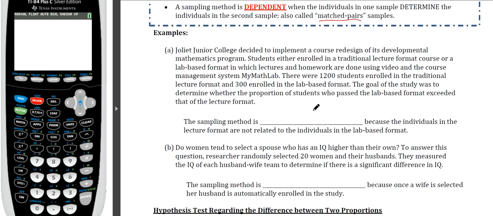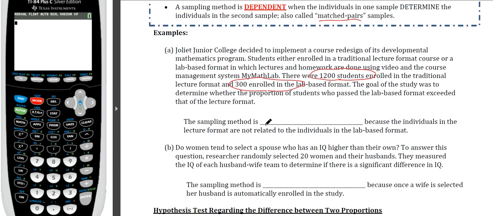So what we're doing is we gathered two groups, one traditional, one lab-based, and we're seeing if there's a difference in the overall grade earned by those two, or at least the proportion of those that passed. However, in this case, notice that we have 1,200 students enrolled in traditional and 300 enrolled in the lab-based format. This is not an issue that those are two different values. However, what we do want to talk about is if there is an actual paired design between them.